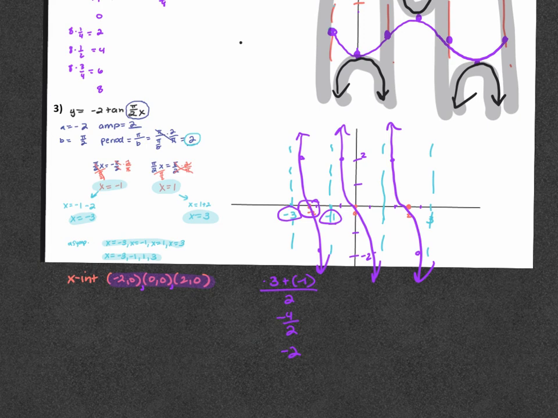Thank you. You're welcome. What lesson was graphing tan and cotangent? 4-6. All right, thank you. You're welcome.